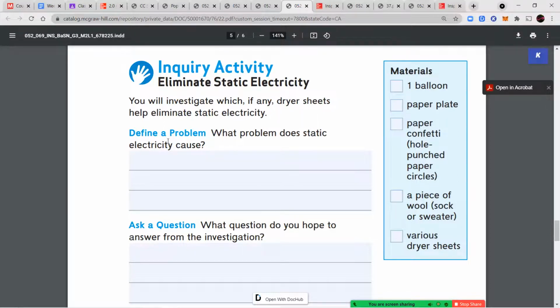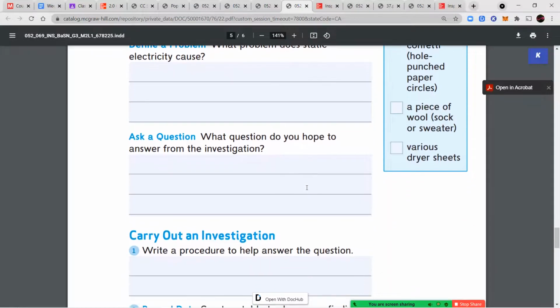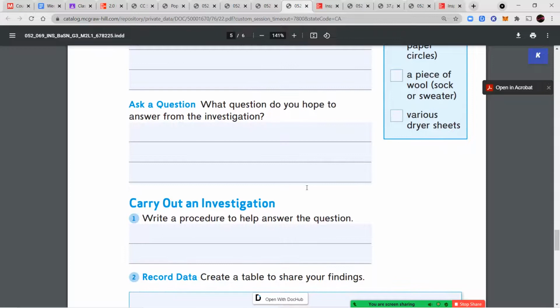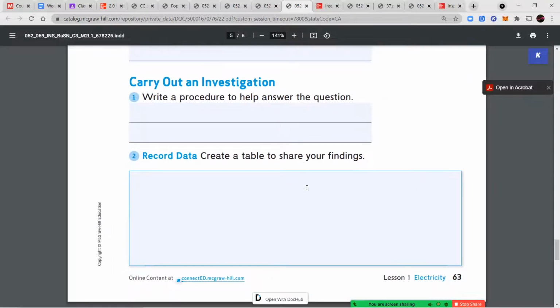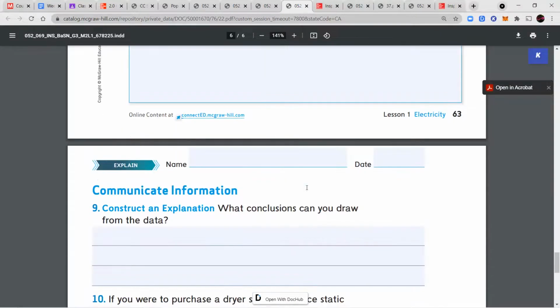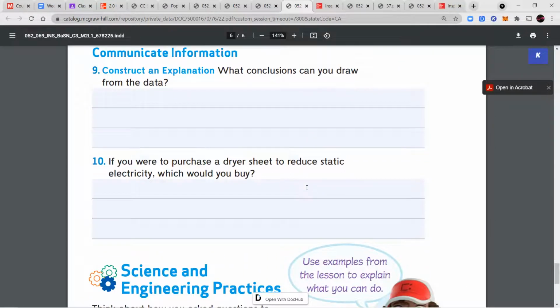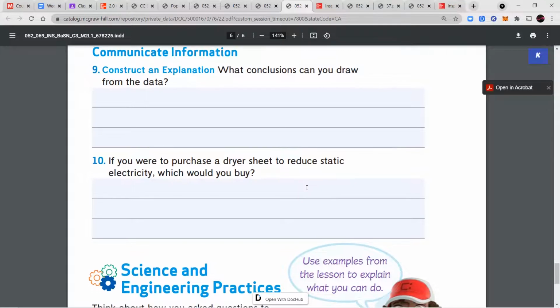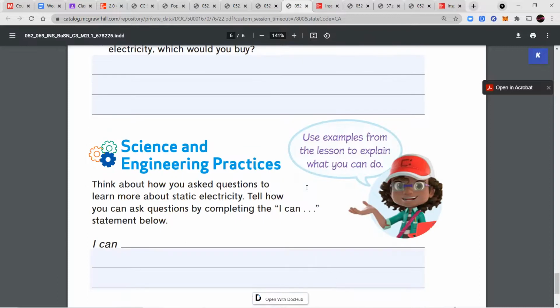So what problem does static electricity cause? You're going to write down your prediction over here. You're going to ask a question. What question do you hope to answer through this investigation? You are going to make up your own procedure and create a table to share your findings. And then you're going to answer questions about what conclusions you can draw from the data. If you were to purchase a dryer sheet to reduce static electricity, which one of the ones that you sampled would you buy?